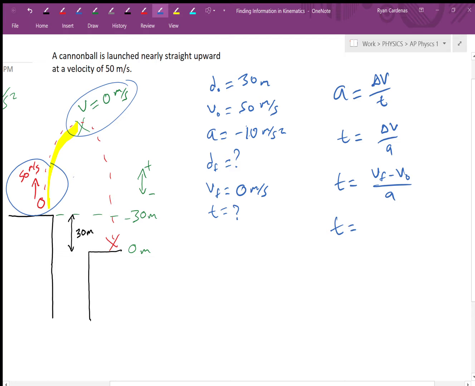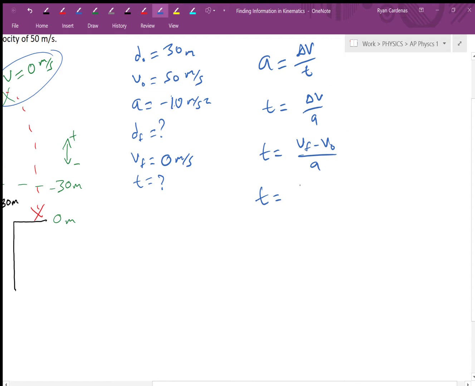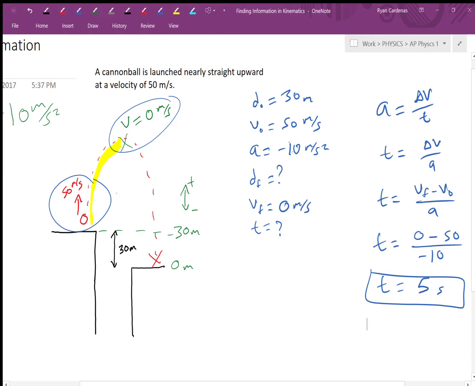Alright, and now when I plug things in, I will find the final was 0 minus my initial velocity of 50 divided by my acceleration of negative 10, and that gives me time is 5 seconds. Awesome. Alright, so I've already figured out that in this problem, the time it takes to go up to the top is 5 seconds. Awesome. And you know what, I'll put that down here as well. 5 seconds to the top.